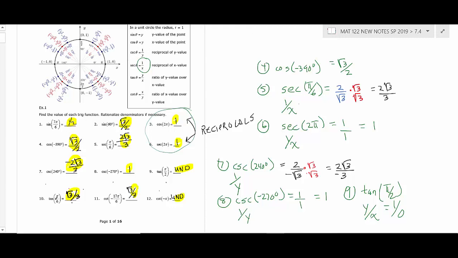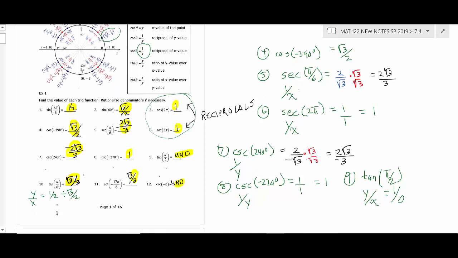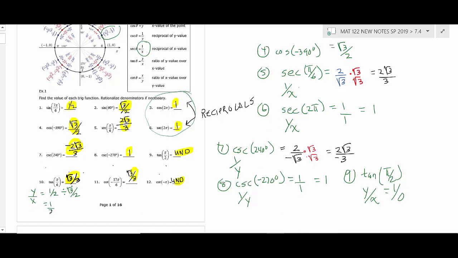Okay, next one's tangent of pi over 6. Pi over 6 is here. The tangent is y over x. So what you would have is 1/2 divided by square root of 3 over 2. I'm going to write it that way, just kind of remind you that when you divide fractions, you multiply by the reciprocal. Okay, so I'm going to turn that upside down. And then what I'll have is I'll have 2 over root 3. 2's cross out. You get 1 over root 3. And then if you rationalize the denominator, you get that.